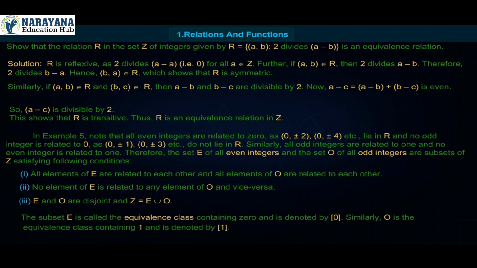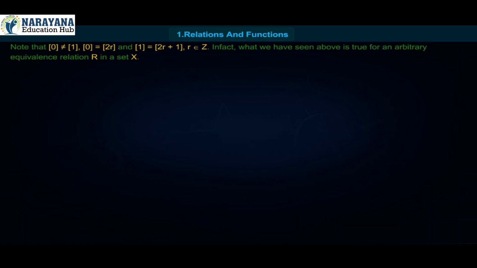The subset E is called the equivalence class containing 0 and is denoted by [0]. Similarly, O is the equivalence class containing 1 and is denoted by [1]. Note that [0] is not equal to [1]. [0] is equal to {2r} and [1] is equal to {2r plus 1}, where r belongs to Z.